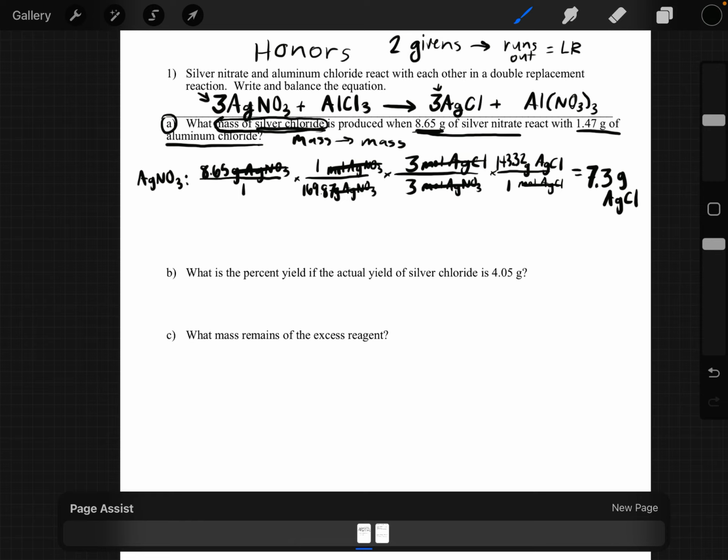All right, now I'm going to do my other Stoic, because what I'm trying to see is, well, how much can I actually make? The amount that's less is going to be what I end up actually making, because I can't make more than what I have. So now I'm going to do the aluminum chloride given. So I'm going to go ahead and say, okay, right there, 1.47 grams of AlCl3 over 1. Then I'm going to do my molar mass over here that I have to go Google because I didn't think clearly before I started this video. This is really awkward.